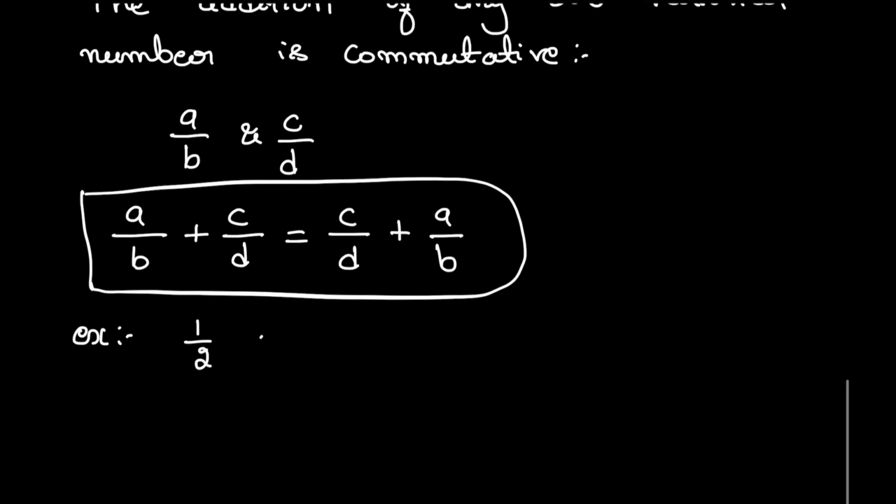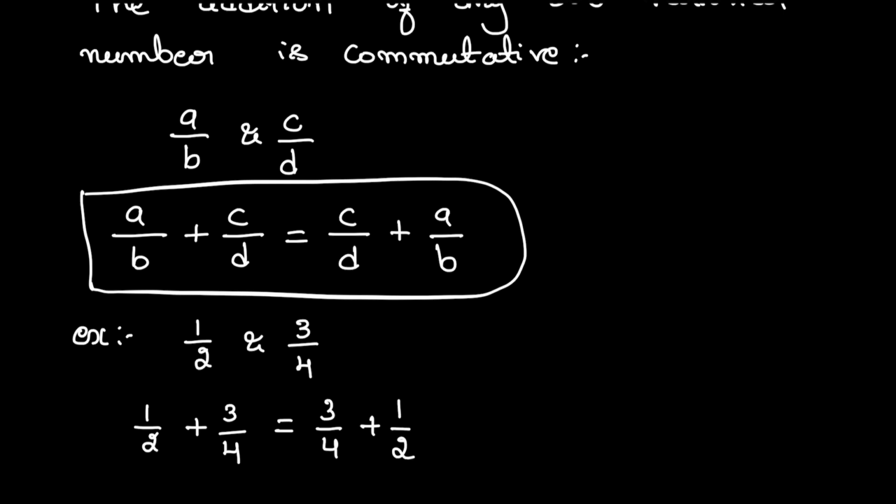Let's take 1/2 and 3/4. You can take negatives also. So a/b represents 1/2 and c/d represents 3/4. So 1/2 plus 3/4, and here 3/4 plus 1/2.